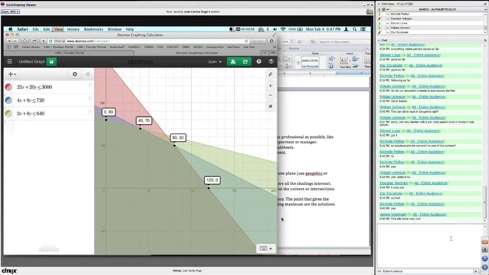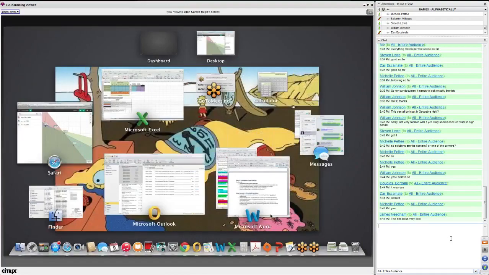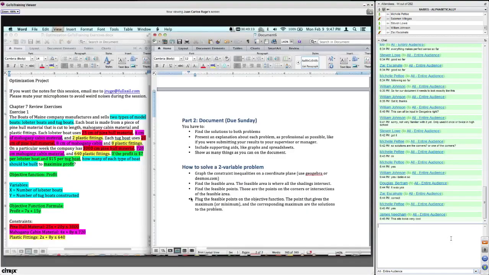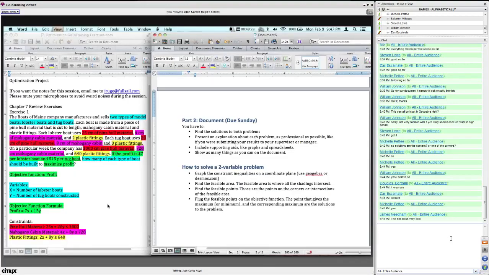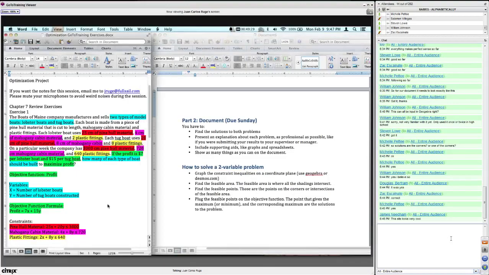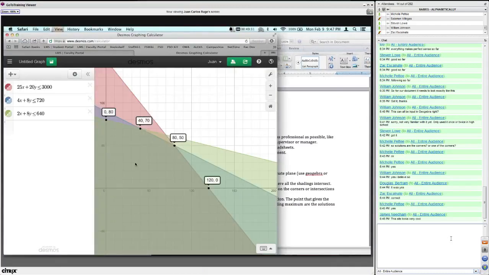Okay, so now I'm going to go back to my document. That's not what I want. I want this, and then I want this. No, that's not what I want. Okay.